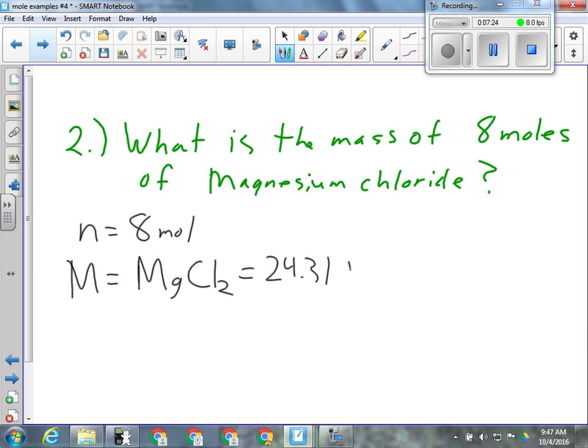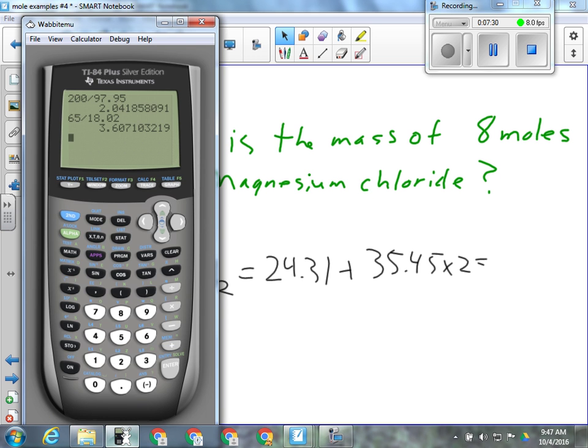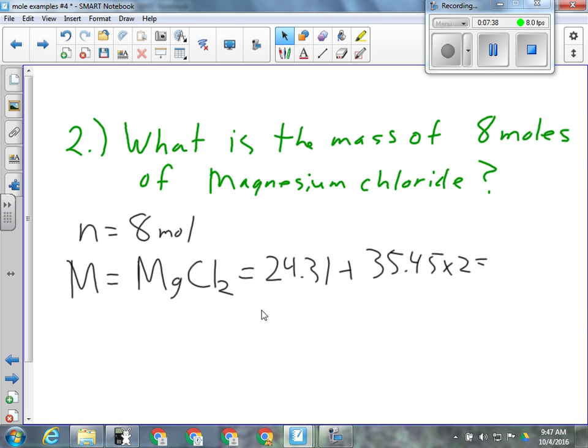All right, so we got 24.31 for our magnesium plus 35.45 times 2 for our 2 chlorines. All right, 95.21 grams per mole.